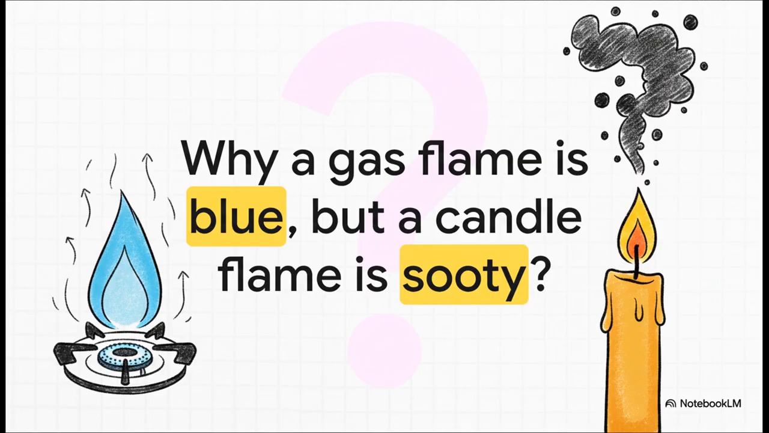So it all kicks off with a really simple question, one you've probably wondered about yourself. How come some flames are so different from others? A gas stove, right? It burns with this clean, almost invisible blue flame. But then you light a candle and you get this bright yellow flame that leaves behind black soot. What is going on there?